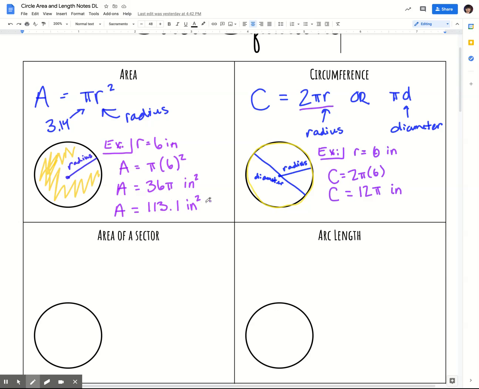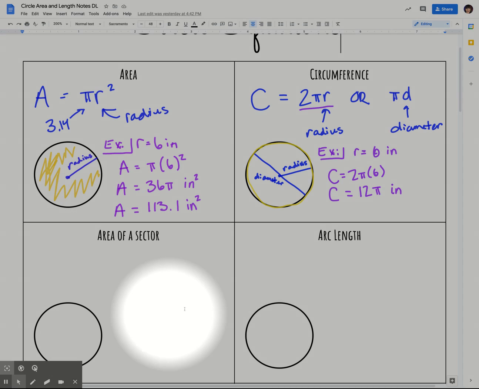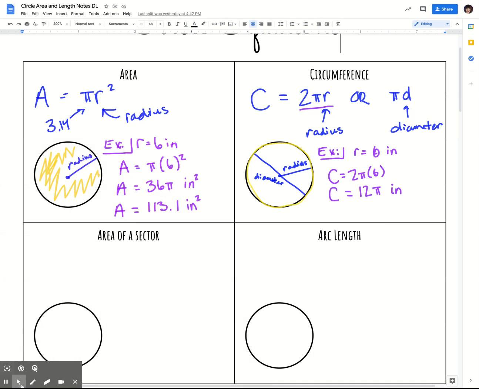So the reason I bring that up is because you hopefully notice that your units change a little bit. For circumference, my final answer is in inches, whereas area, it's in inches squared. So that's going to be the case for any area versus a distance. Area of any shape is always going to be in units squared, whereas a distance is just inches, because this is like 1 dimension and this is like 2 dimensions.